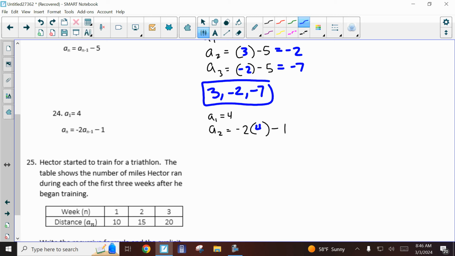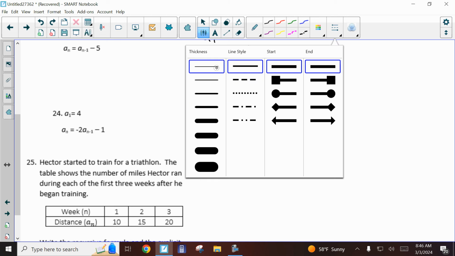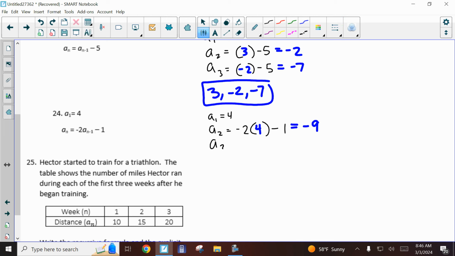So I'll do that one in blue. And when we work out that problem right there, that gives us minus 9. Then we go back into A3. A3 is negative 2 parentheses minus 1. And we put in the previous answer, which was minus 9. And when you work that out, positive 18 take away 1 is 17. So the 3 numbers for problem number 24 are 4, negative 9, and 17.